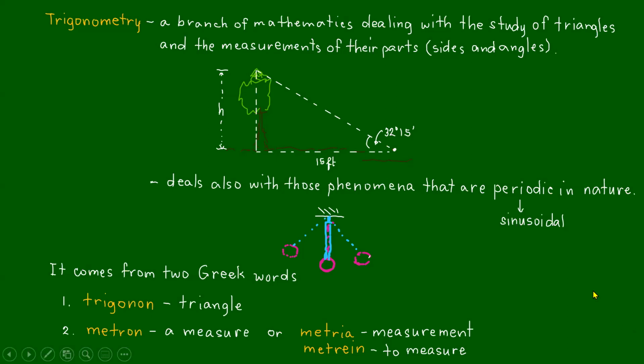So trigonometry comes from two Greek words, trigonon, which means triangle, and metron, which means a measure. Let me correct what we had last time. Metron means a measure, not to measure. Metrein is the one that means to measure. Metria, measurement.